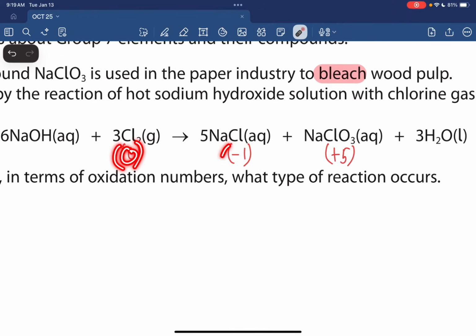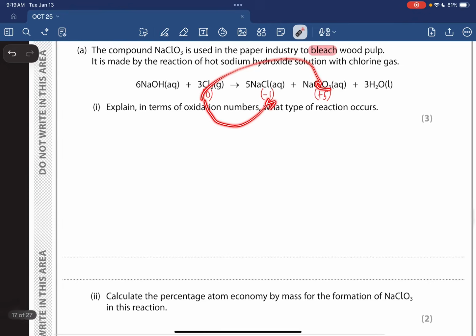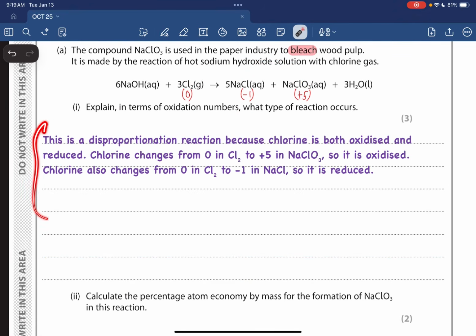Chlorine is 0 over here, chlorine is -1 over here, and over here chlorine is +5. What I can see is that chlorine goes from 0 to -1 and 0 to +5. This is a disproportionation reaction since both oxidation and reduction are occurring. So this is what I have said over here. Just take a read at it.